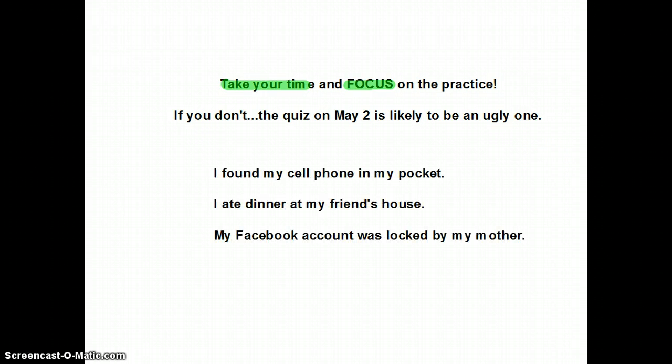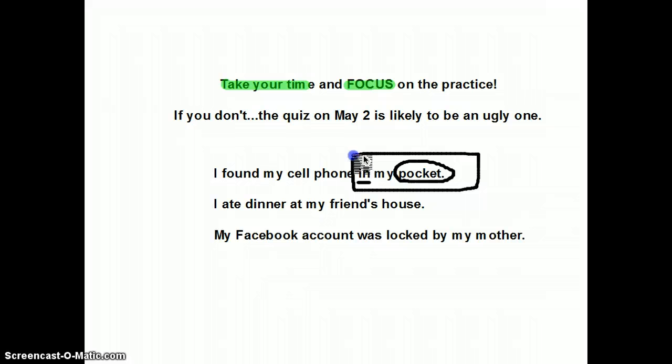So let's take these three sentences. Okay, and I will tell you exactly where the preposition is and what the prepositional phrase is. I found my cell phone in my pocket. Okay, if you can ask yourself, where did you find your cell phone? In my pocket. So in is the preposition, pocket is the object of it. This whole thing is the prepositional phrase.